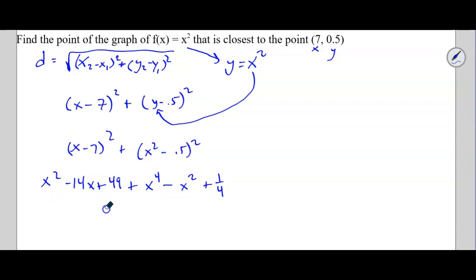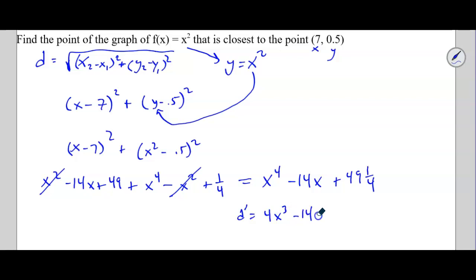Now, you'll see that x squared and negative x squared cancel. And so you have x to the fourth minus 14x plus 49 and 1/4. I just added 49 plus 1/4, which is 49 and a fourth. Now find the derivative of this. I'll say d prime since it's another d. So you get 4x cubed minus 14. That's a constant, so it's gone.